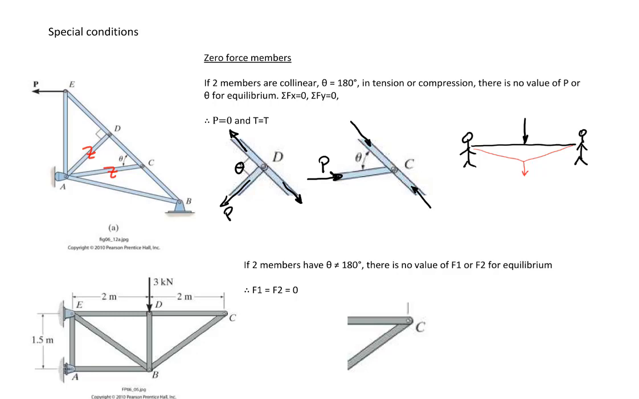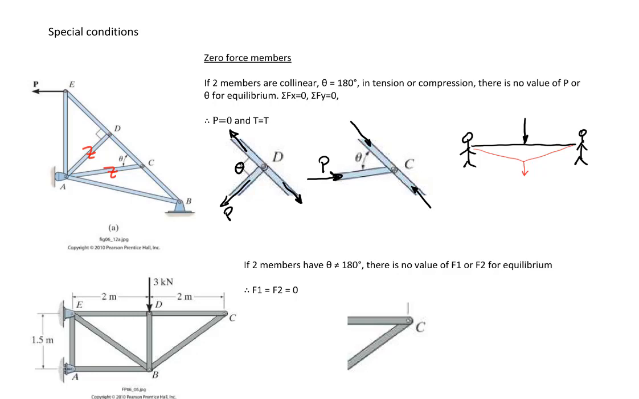By observation, if you look at a joint, if they are 180 degrees apart, and if there are not any forces applied out here in any direction, if it only has a member attached, then that member is a zero force member.